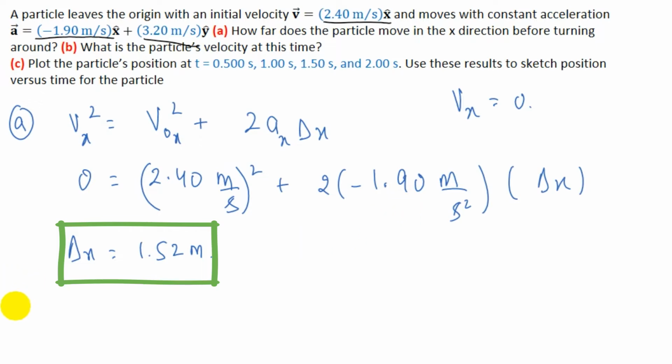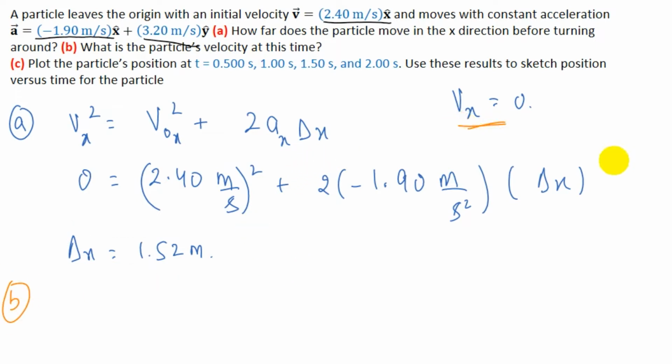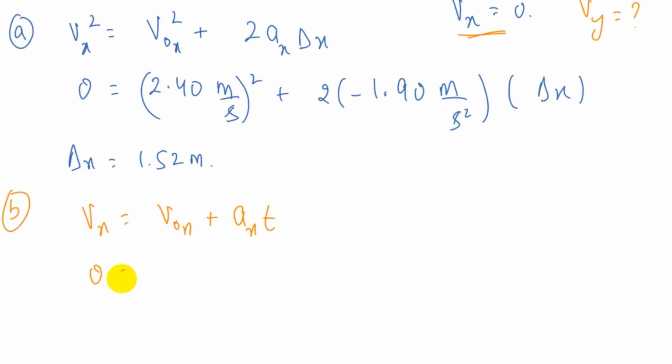Okay. Now next in the B part, we need to find the particle's velocity at this time. So at this time Vx becomes 0. This we know. Vy, we don't know, the velocity at this time in the y direction. So first we'll calculate the time at which Vx becomes 0. For that we can use this equation: Vx equals V naught x plus ax times t. Now equate Vx to 0 so that we can find the time. So 0 equals V naught x, which is 2.40, plus the acceleration in x direction, minus 1.90, times t. From here time t comes out to be 1.26 seconds.